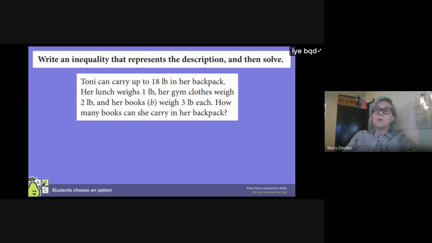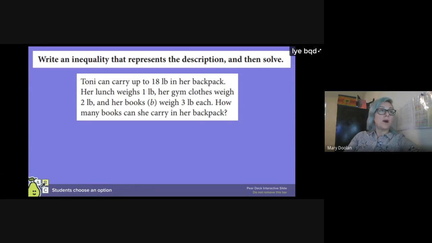Tony can carry up to 18 pounds in her backpack. Her lunch weighs 1 pound. Her gym clothes weigh 2 pounds. And her books, B, weigh 3 pounds each. How many books can she carry in her backpack? So we know she can carry up to 18 pounds.